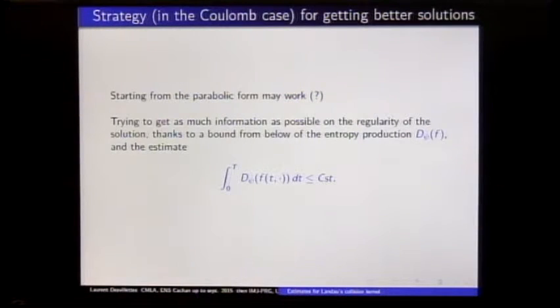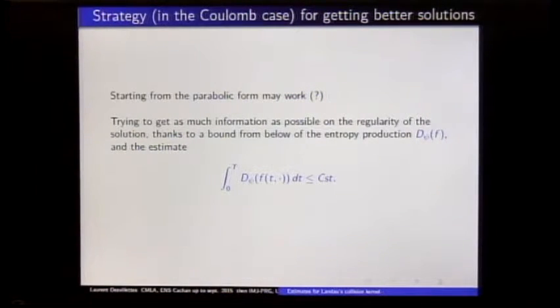But on my side, I rather decided to take another path. And my idea was to say, let's use as much as possible the information that we have on the entropy production, that is that this quantity is bounded in L1. And let's try to extract from it as much information as we can. And maybe if we try hard enough, we will show that actually f is in L1 in time with values in some good space, let's say a space with a certain number of derivatives.